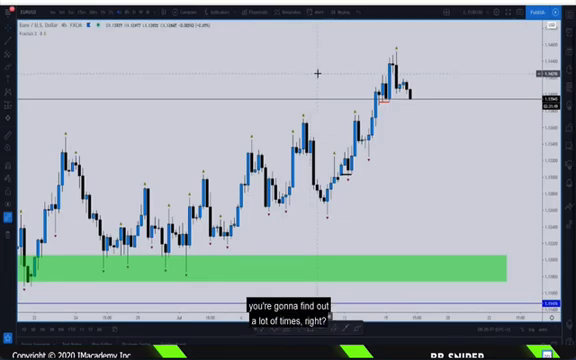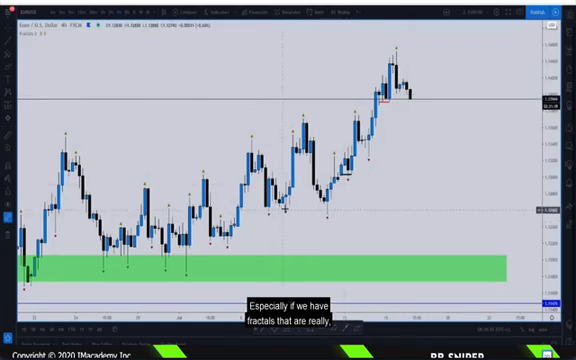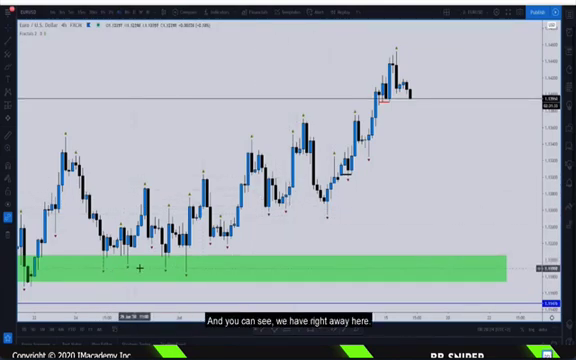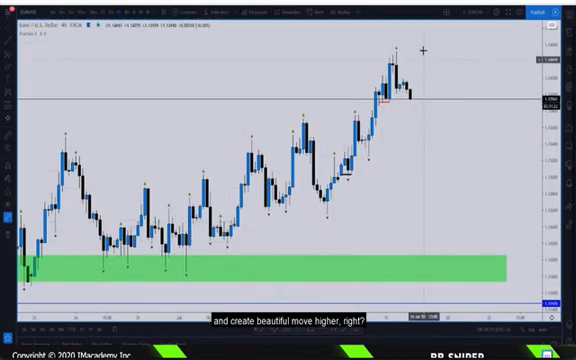And if you're going to backtest, you're going to find out a lot of times we also have the market sweeping the lows for the liquidity below the fractal and then reversing, right? Especially if we have fractals that are really, really close, that's where the liquidity potentially exists. And you can see we have it right over here. We have multiple times when the market just went below the previous fractal for the liquidity, and at the end of the day, the market still reacted and created a beautiful move higher, right?